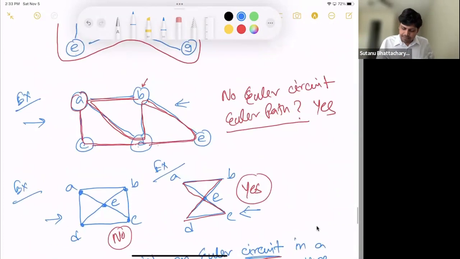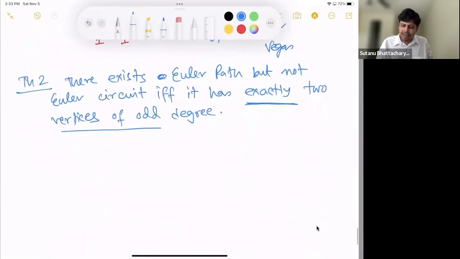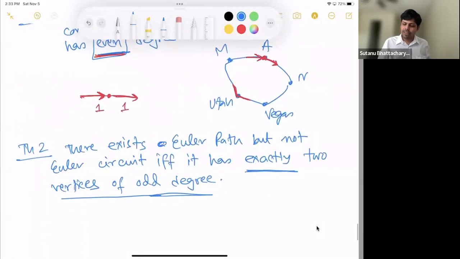So see this example. Here, we have found that no Euler circuit was there, but there was an Euler path. Vertex A has degree 3, vertex B also has degree 3, D has degree 4, this one has degree 2, this one has degree 2. See, only two vertices have degree 3, that is odd. So it can be validated this way. So there exists an Euler path but not an Euler circuit if and only if it has exactly two vertices of odd degree. So these two theorems are very important.